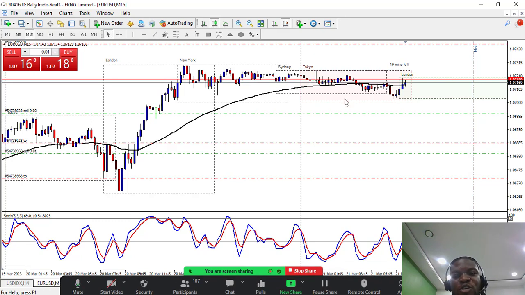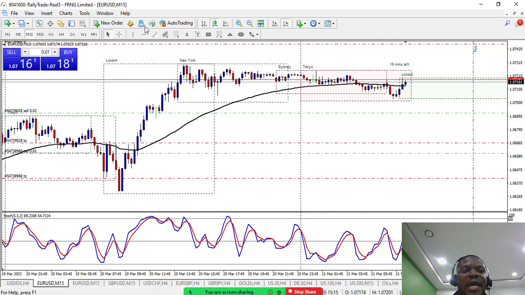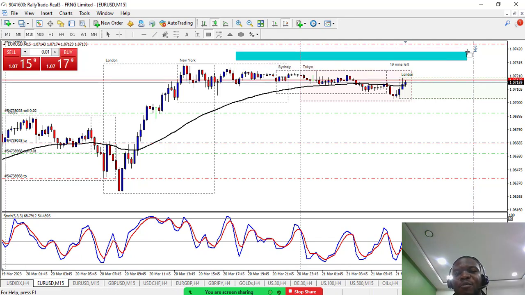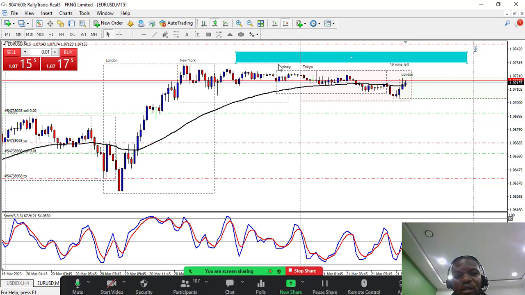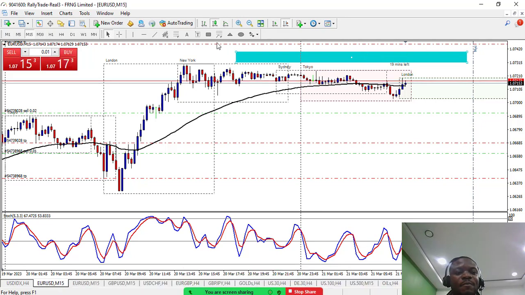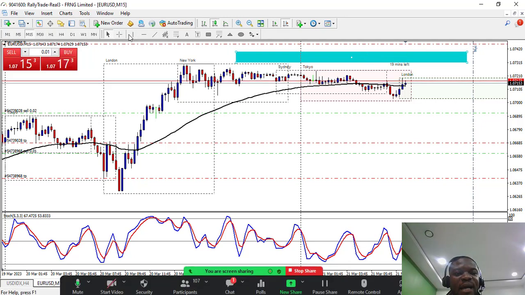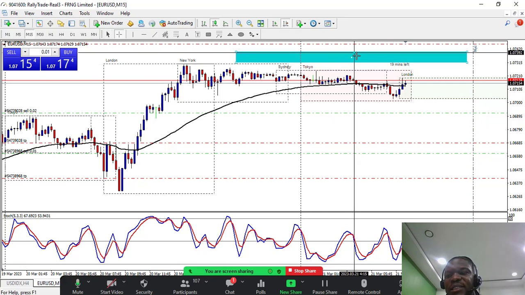For Euro USD, I'll be looking at a buy position if the market can trade above this high here. Obviously, we should be expecting the market to tap this high because there is some liquidity. We have liquidity resting above this high. So if the market can move towards this level, I'll be looking at a buy, right?